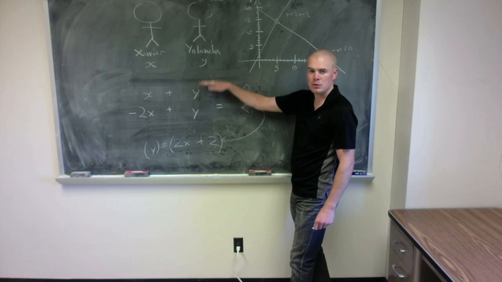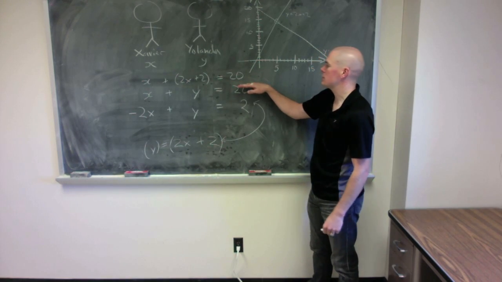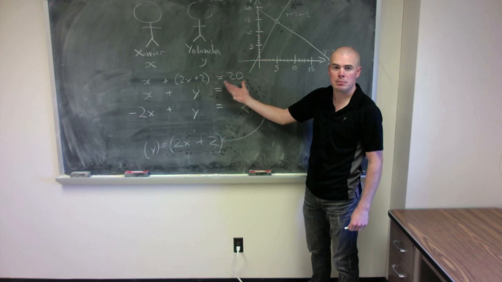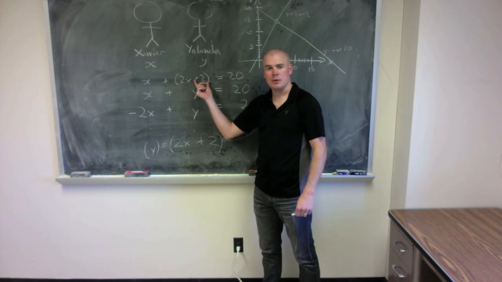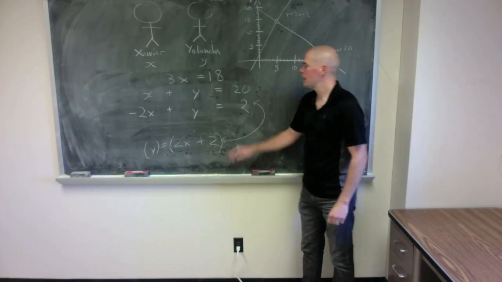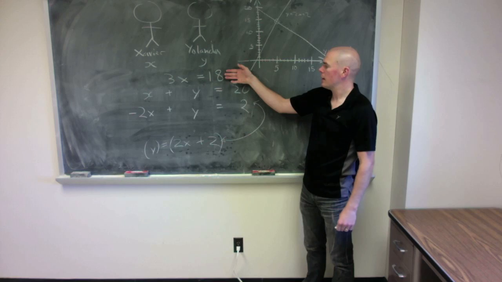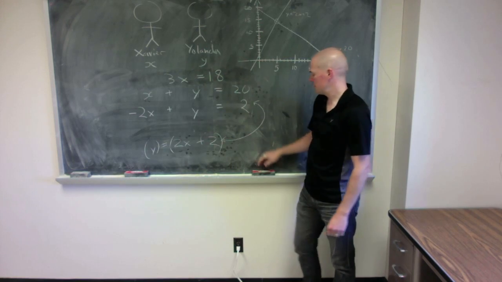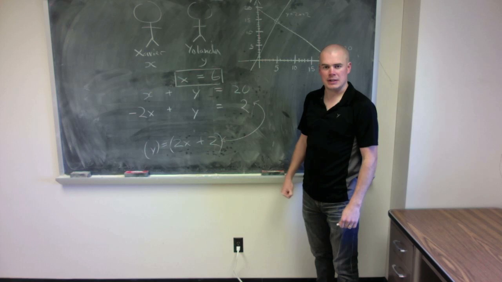So I'm going to write that version right up here. x plus 2x plus 2 is equal to 20. So now let's combine like terms. I will combine the x and the 2x, but then I'll also move this 2 over by subtraction. And what I get is 3x equals 18. By dividing by 3 on each side, we find out that x is equal to 6.